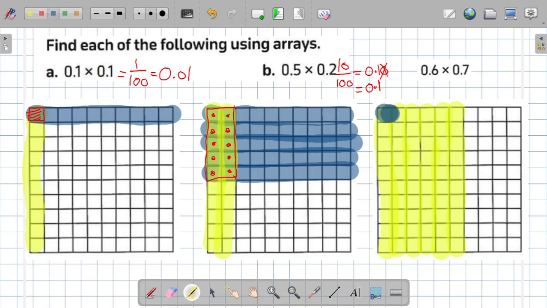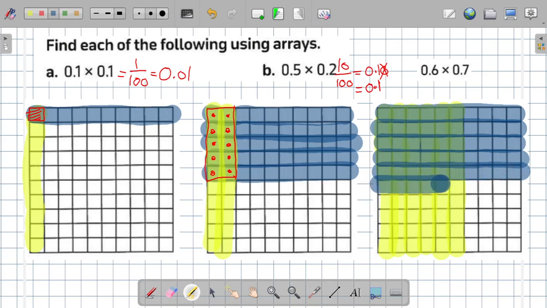I have 1, 2, 3, 4, 5, 6, and 7 rows. So 1, 2, 3, 4, 5, 6 columns, and here I have 1, 2, 3, 4, 5, 6, 7 rows. Let's look at the intersection area. Here is the result. It's like that.